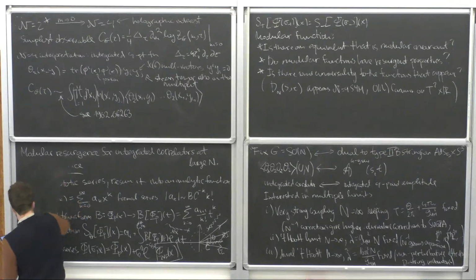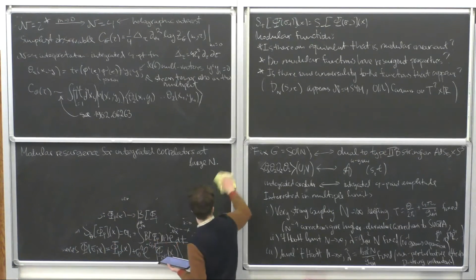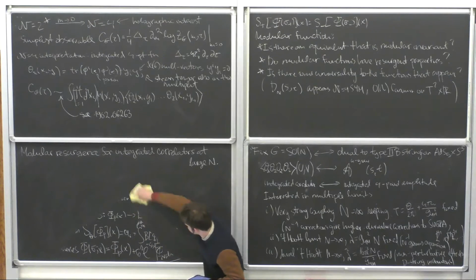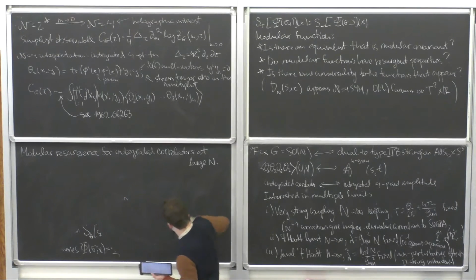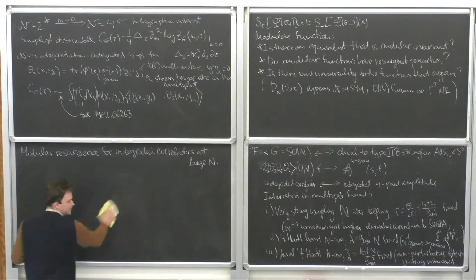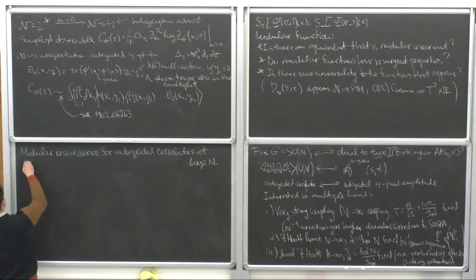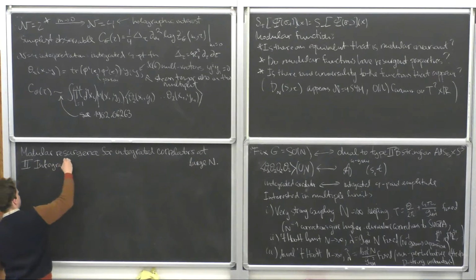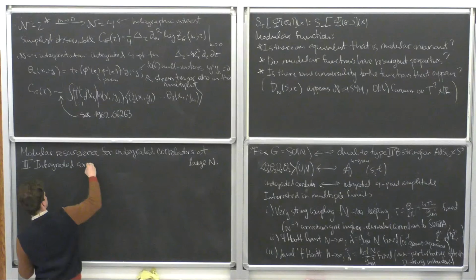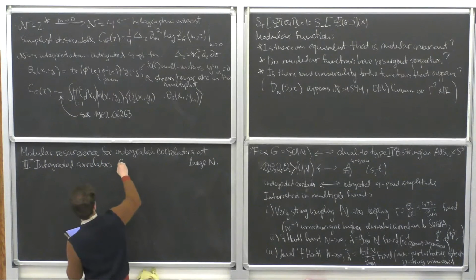Okay, and now I'll move on to the main section. So now I've given quite a lot of motivation, so it's good to see how this motivation is implemented in the particular case of the correlator that I've now defined. So now the third part is we consider integrated correlators for SU(N).